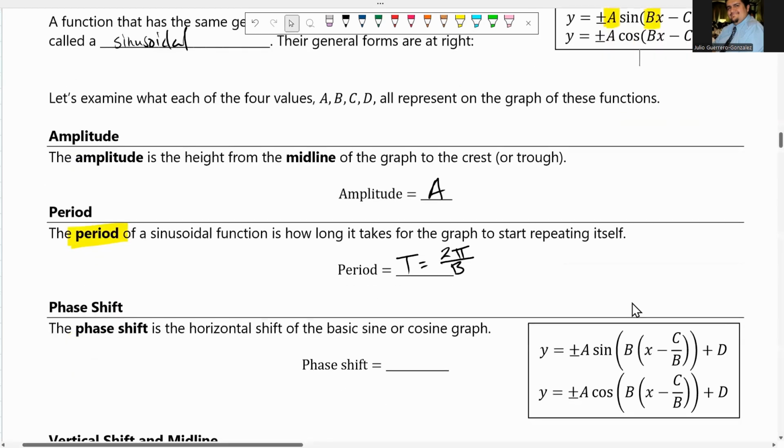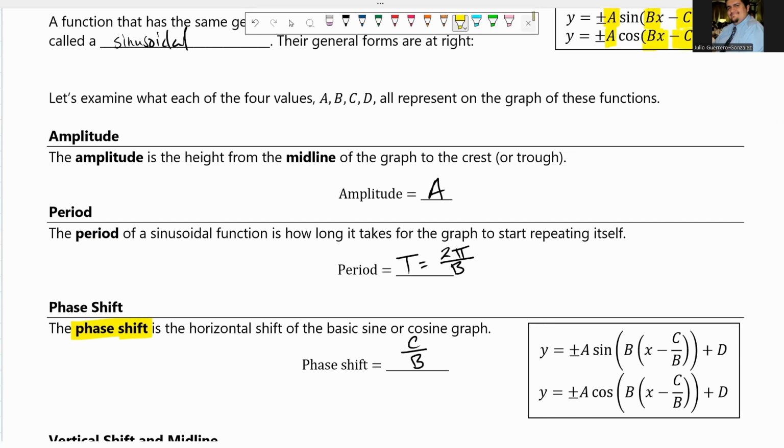We're getting somewhere. Okay, next thing, a phase shift. Sometimes a sinusoidal function, a sine or a cosine function, will look like one, but it may be shifted left or right a specific amount. And that amount is given by C over B. Exactly the C over B that you see from right here.